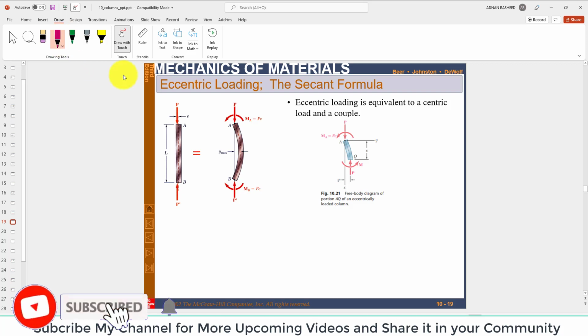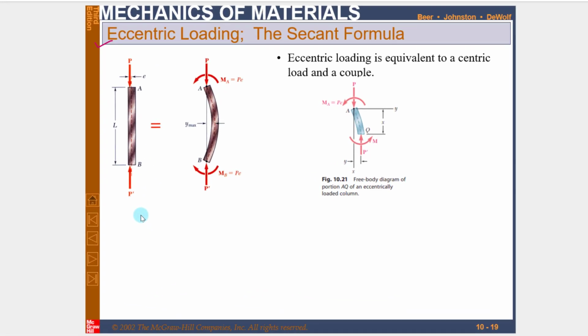Welcome back. This is our second lecture of chapter number 10, and that is about the secant formula. In our previous lecture we discussed the column under centric axial load. In this lecture we are going to discuss eccentric loading. First we will discuss what eccentric loading is.